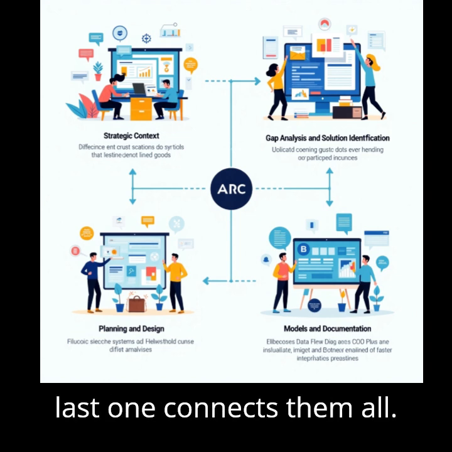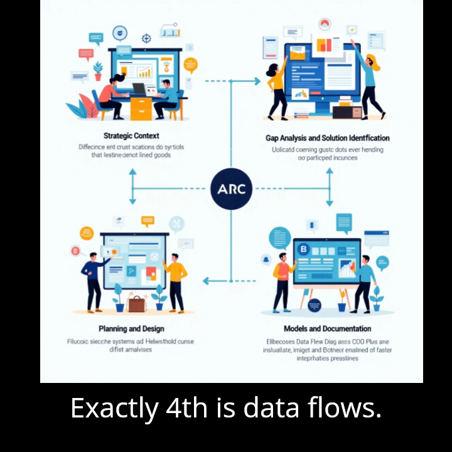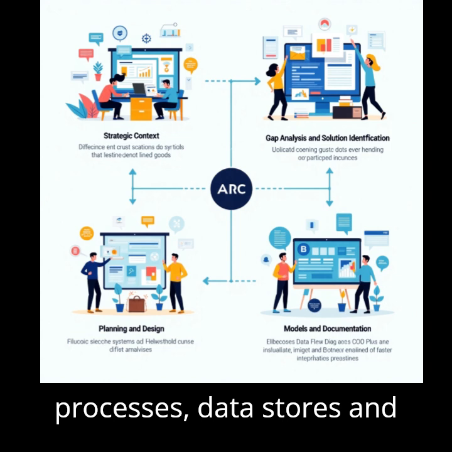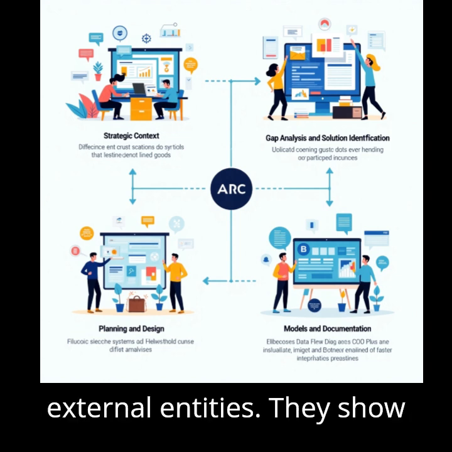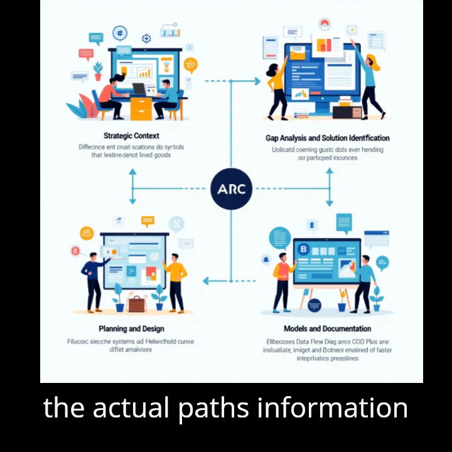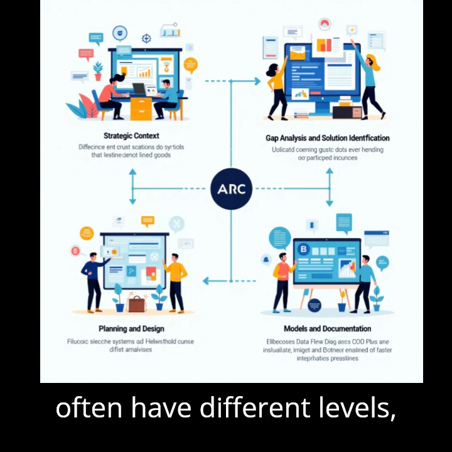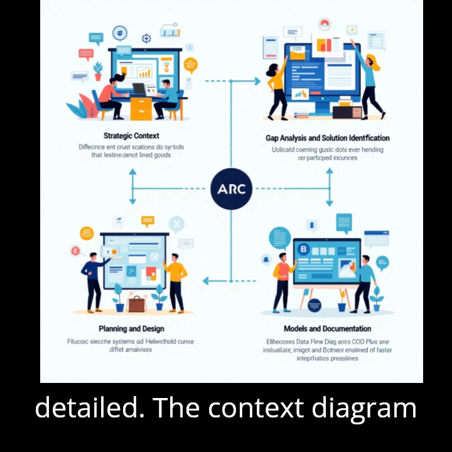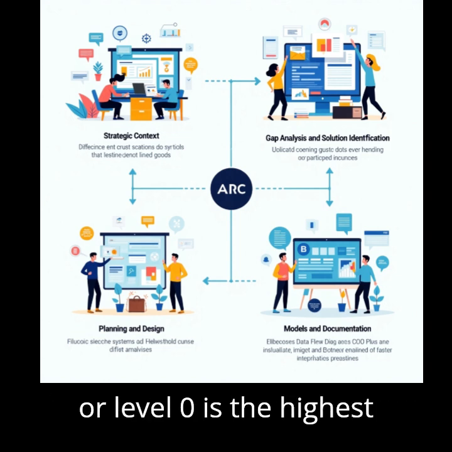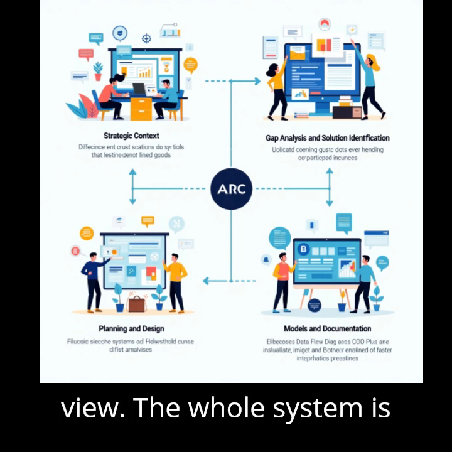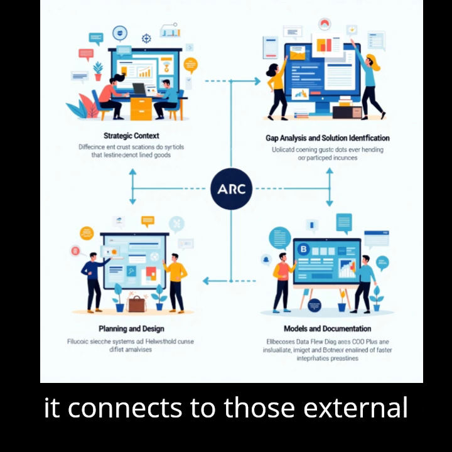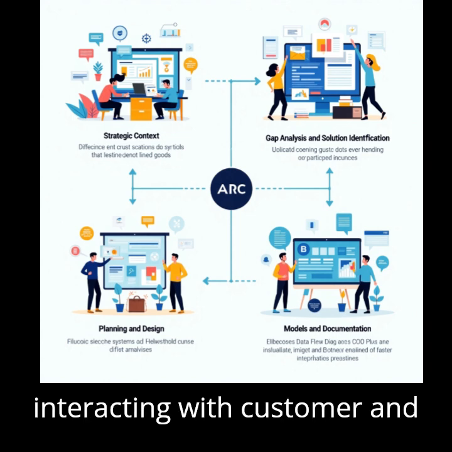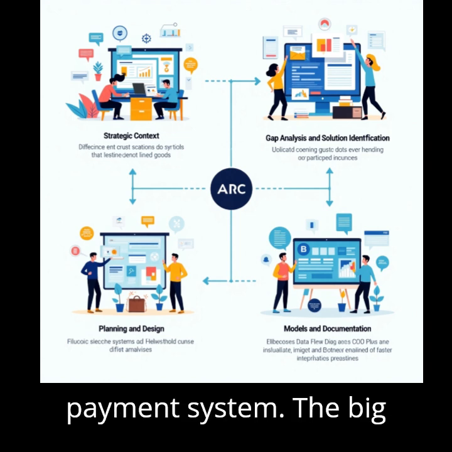Okay. The last one connects them all. Exactly. Fourth is data flows. These are the arrows showing data moving between processes, data stores, and external entities. They show the actual paths information takes. Right. Now, these DFDs often have different levels, like zooming in. Spot on. You start broad and get more detailed. The context diagram, or level 0, is the highest view. The whole system is just one bubble, showing how it connects to those external entities, like an online shop interacting with a customer and payment system. The big picture.